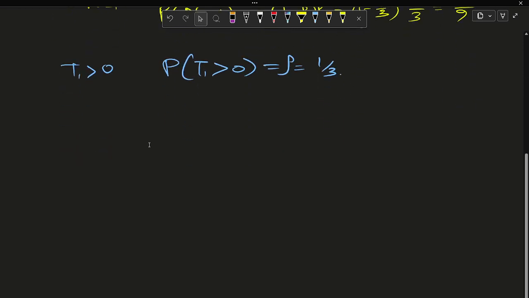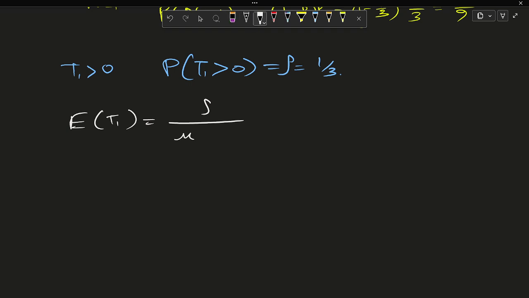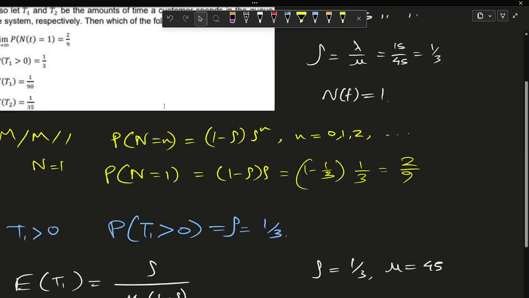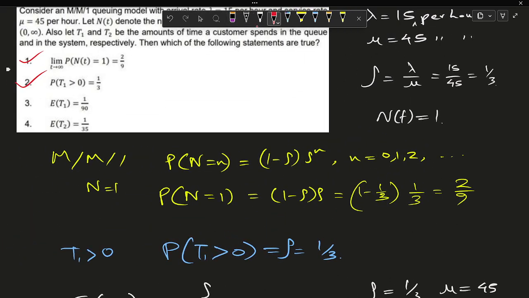We have to calculate the expectations now. First, the expected value of T1. The expected time in the queue T1 is given by the expectation of T1, which is equal to rho by mu into (1 minus rho). Substituting the values, where rho is 1/3 and mu is equal to 45, the expectation of T1 will be 1/3 into 45 into 2/3. So 3 will be cancelled out, and we will get 15 here. So that is equal to 1/90. Our statement 3 is also true.